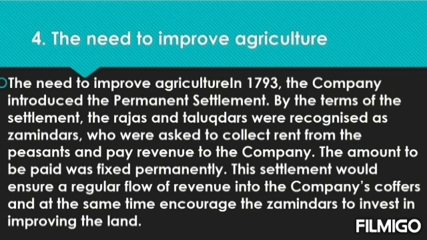This settlement would ensure a regular flow of revenue into the company's coffers and at the same time encourage the zamindars to invest in improving the land. So dear children, don't forget what is permanent settlement. What was the main aim of the British? To improve agriculture.